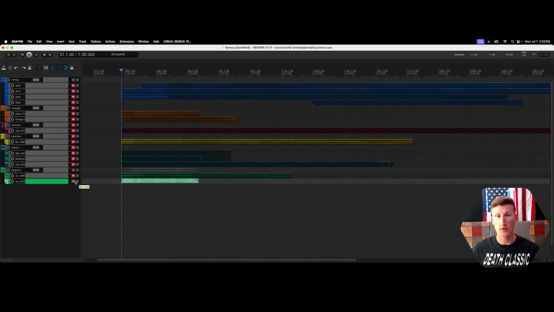This is a cell phone recording of Brandon and I figuring out the vocal melody and the chord progression for this bridge section. Here it is.